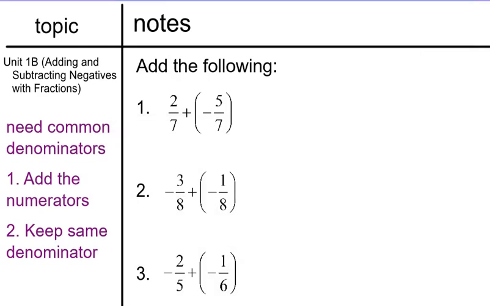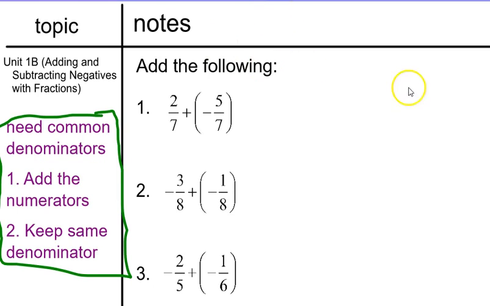This is our second video for Unit 1, which is Unit 1B, adding and subtracting negatives with fractions. The first thing I would like you to write down is this writing here in purple off to the side that I'm now circling in green. For adding and subtracting fractions, you need common denominators. Then you can add the numerators but keep the same denominator. Everything that I put in purple writing on the screen, please make sure you add to your paper.